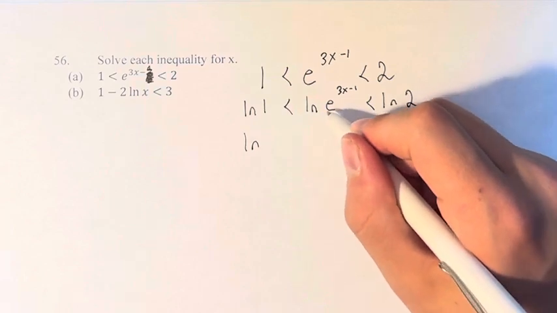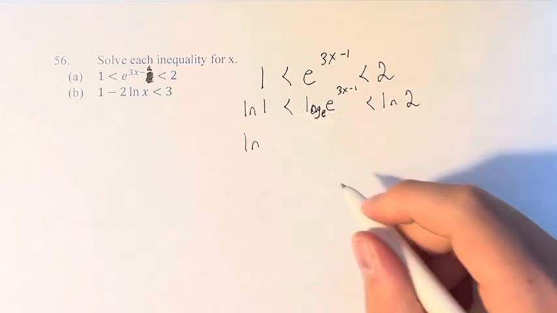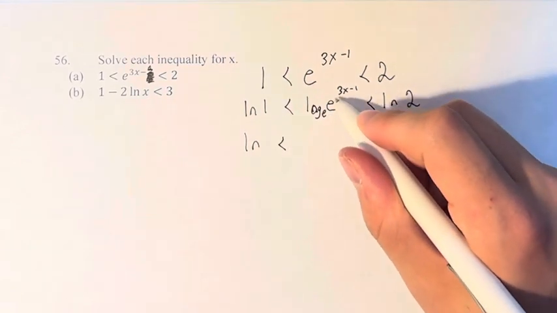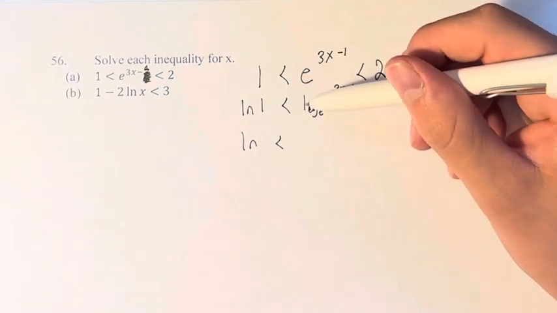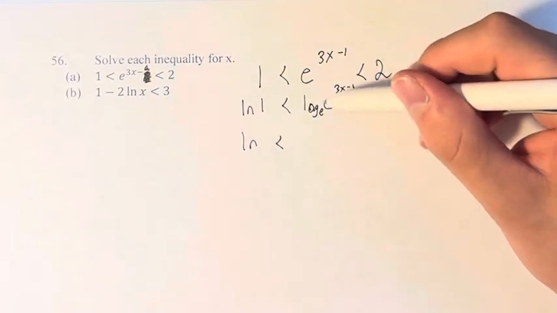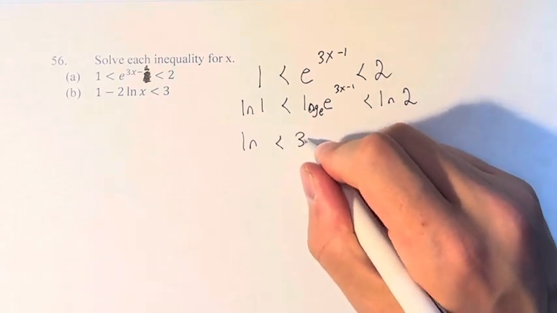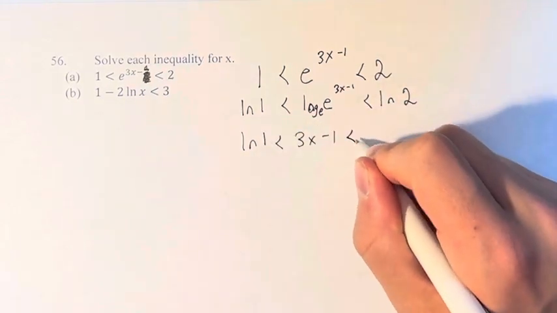The natural log of e to the 3x minus 1, since this is log base e of e to the 3x minus 1, when we have a log and an exponent, they sort of cancel each other out, and we're left with just 3x minus 1, which is less than ln of 2.